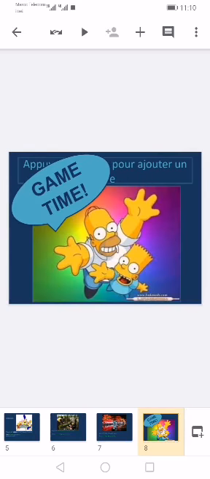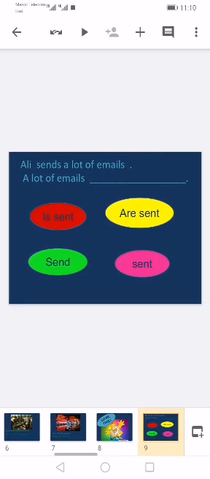Now we are going to have some game. In this game, you are going to have multiple choices and choose the correct answer depending on the tense. Let's see. So Ali, the first question I need you to ask before answering is, what tense is the sentence? Is it simple present, present continuous, future, etc.?